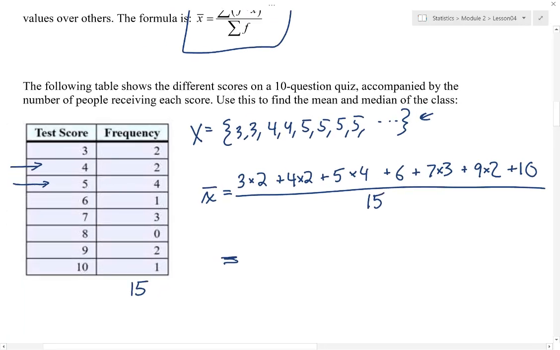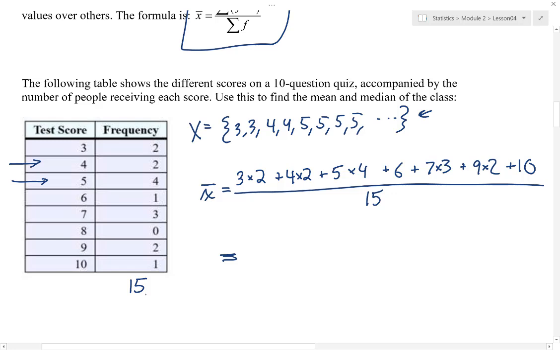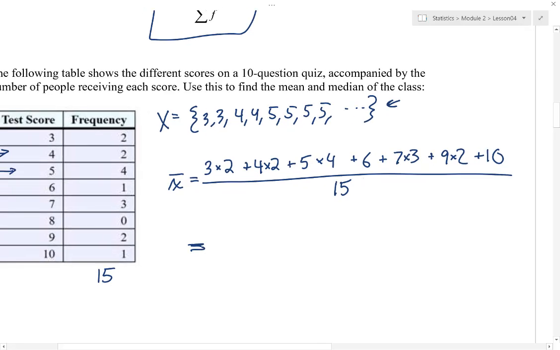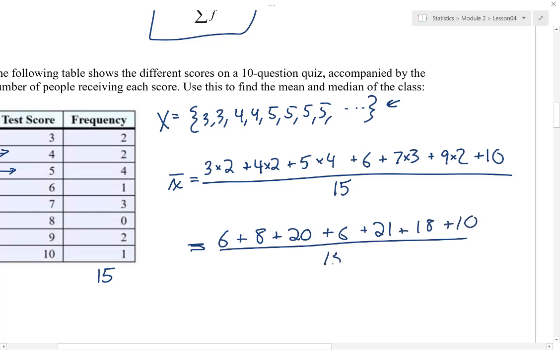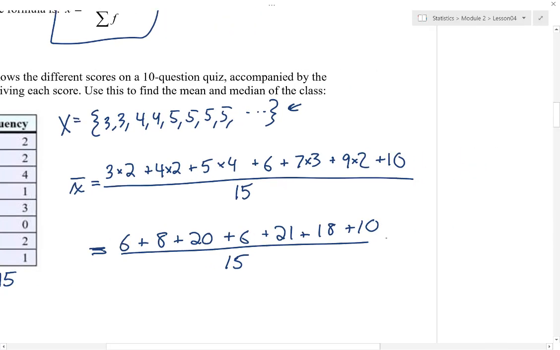So if you had not 15, but let's say 150 data points, you don't want to write out all 150 just to find the mean. This is just kind of a shorthand way of doing it. So 3 times 2, 4 times 2, 5 times 4, 7 times 3. And again, I said there wouldn't be a whole lot of formulas in math here, but, at least initially, I want you to be able to find these by hand.